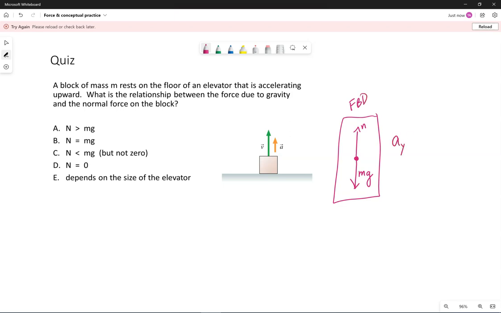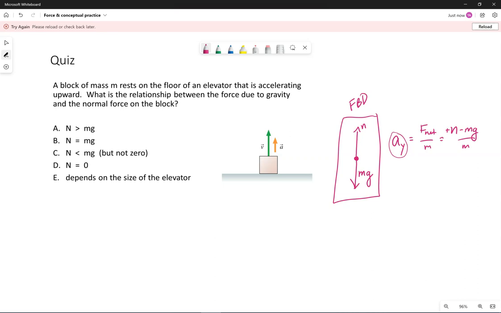Any acceleration this block experiences in the y direction is because of the net force in the y direction. So normal force up, mg down, that represents the net force. When we divide by mass, that represents acceleration. So to determine if the normal force is equal to mg, or bigger or smaller, we have to read the question to find out if there's acceleration.